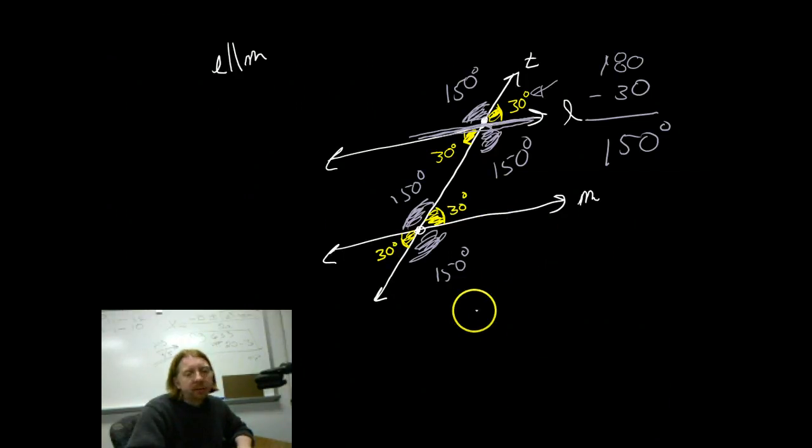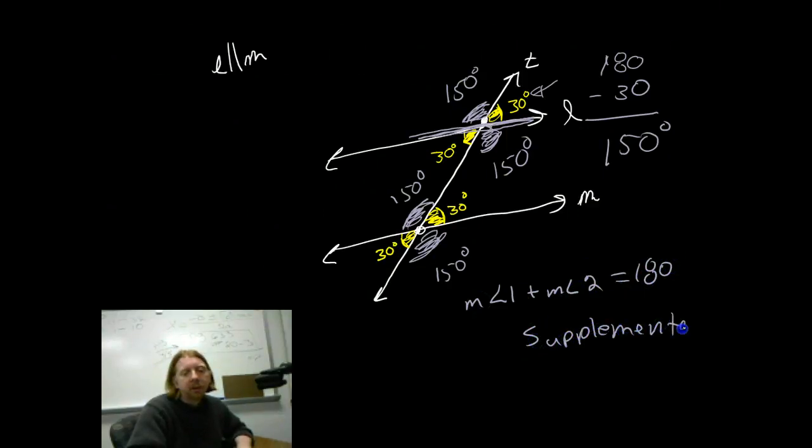Remember also that if 2 angles add to 180 degrees, we call them supplementary. That's another vocab word that comes up on this sheet as well. It says any acute angle is supplementary to any obtuse angle. Remember, supplementary means adds to 180.